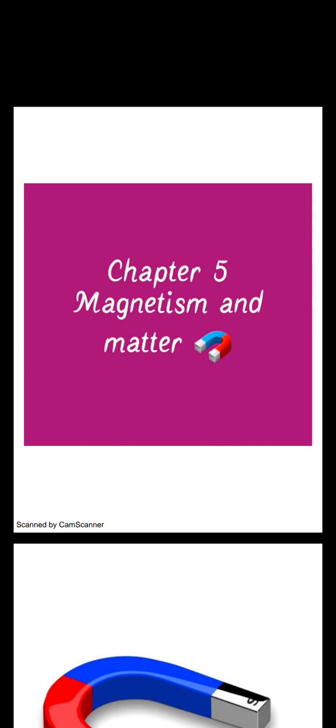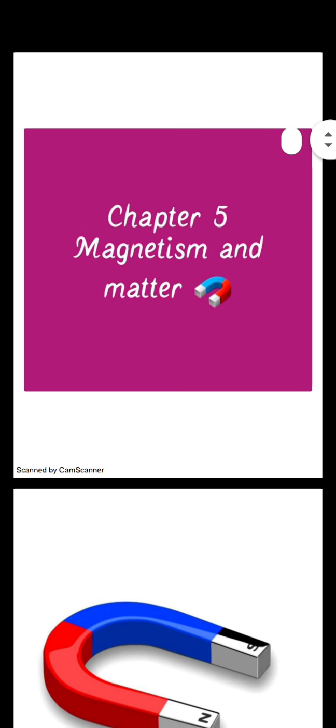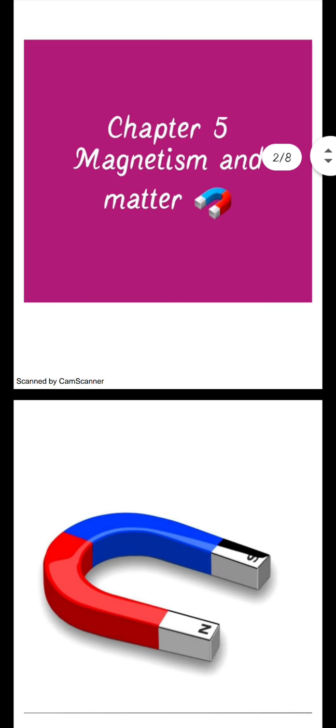In the previous sessions, we were seeing the chapter on moving charges and magnetism. And in today's class, we are going to start the new chapter 5, that is magnetism and matter. Here, we are going to see what magnets are, types of magnets, their properties, and the works of this magnet.